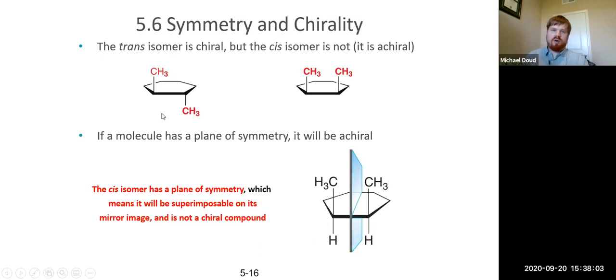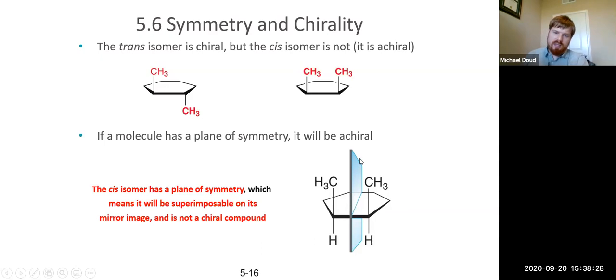The trans isomer is indeed chiral, like what we would suspect. But if we stick our 1,2-dimethyl cis isomer into our polarimeter, like what we were looking at before, we actually find out that it doesn't rotate light at all. There's no optical activity in it. And the reason for that is that it actually possesses a plane of symmetry.